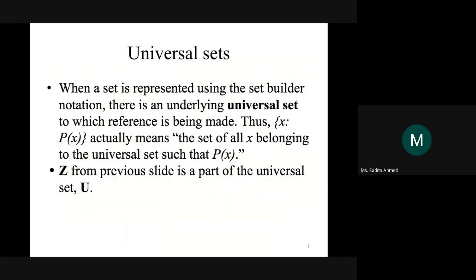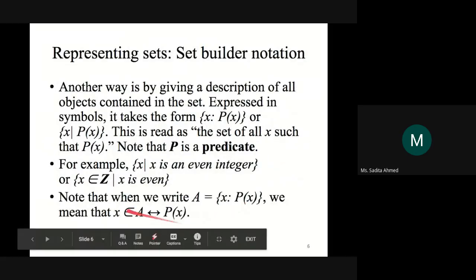Universal set. So in set theory, we always have the idea of a universal set. And all elements, all objects in this entire universe belong to the universal set. Sometimes universal sets can be specified, and sometimes they are not. An example where a universal set is specified is this one. You can have something like this.